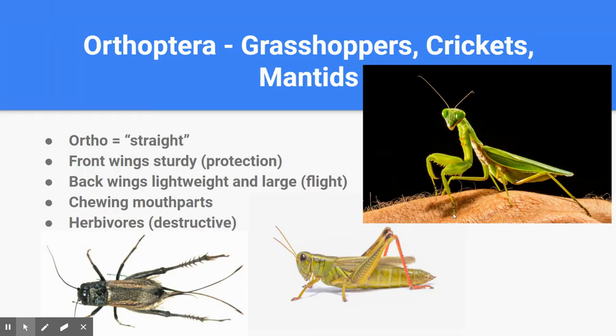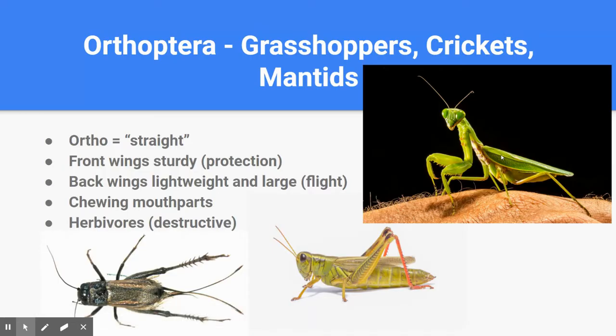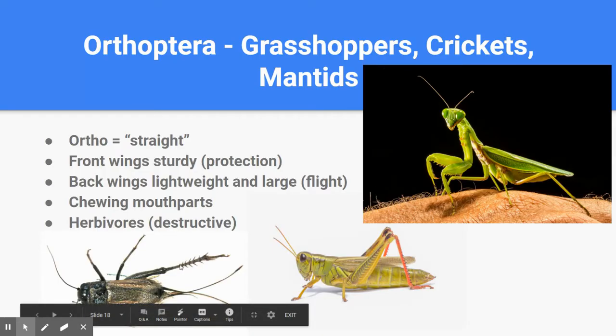Orthopedics is the science of straightening feet and legs and hips and things. So these insects all have very straight wings. If we look at the wings on, for instance, a grasshopper, we see these long, straight wings. Same thing on the mantis, and even on the cricket, although they're smaller in a cricket. They too have two sets.